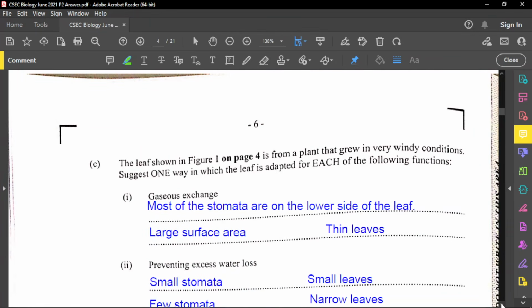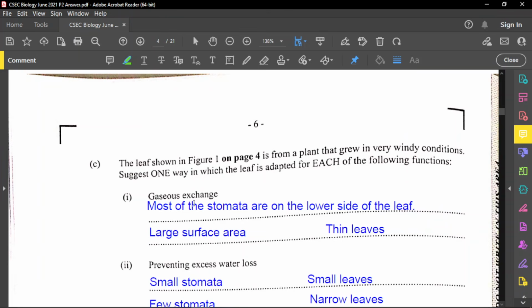Now for section C, or part C, it said the leaf shown in figure 1 on page 4 is from a plant that grew in very windy conditions. It suggests one way in which the leaf is adapted for each of the following functions. For gaseous exchange, if it is very windy, then most of the stomata are located on the lower side of the leaf. The purpose for that is to capture the upward moving gases.